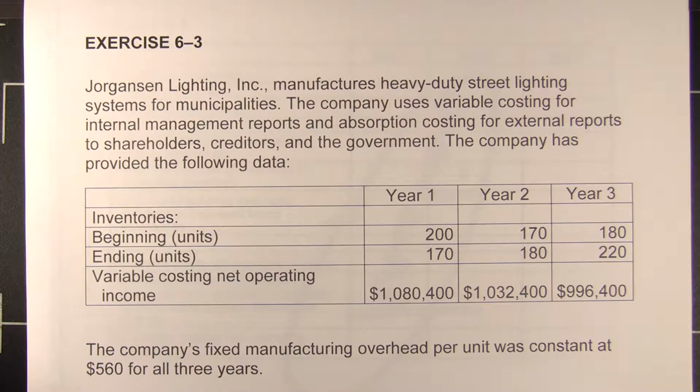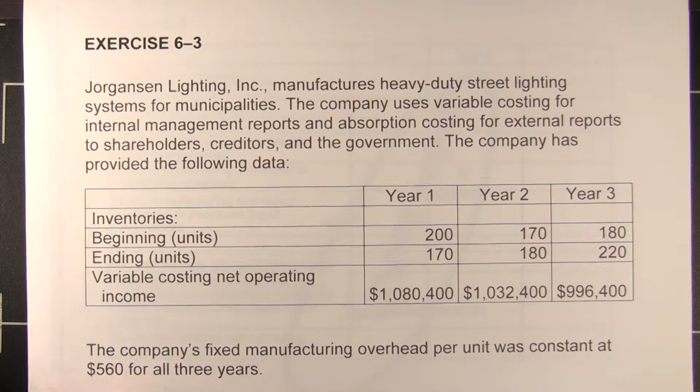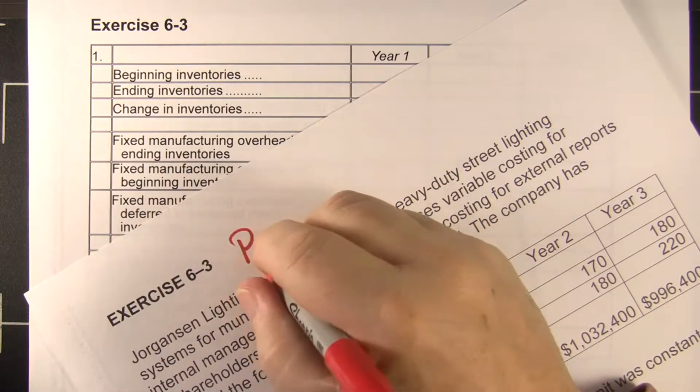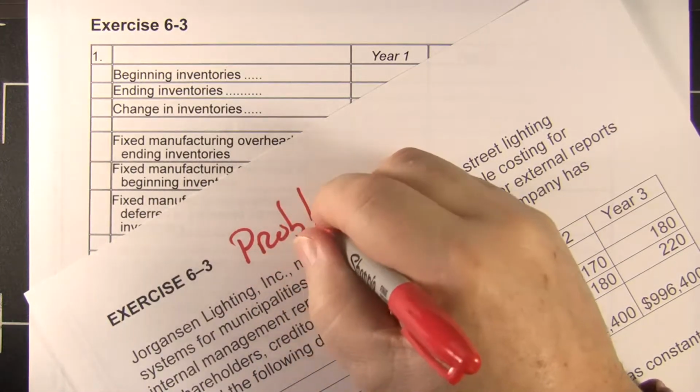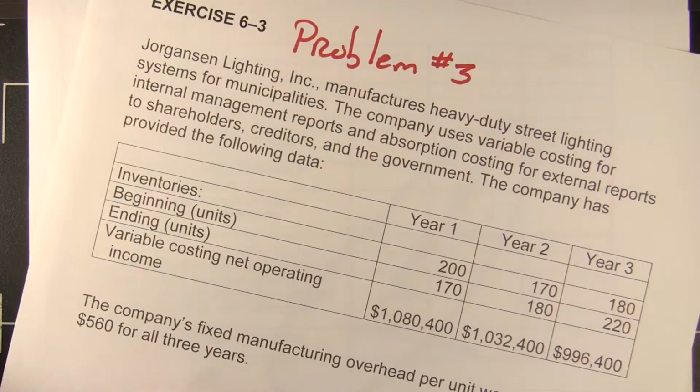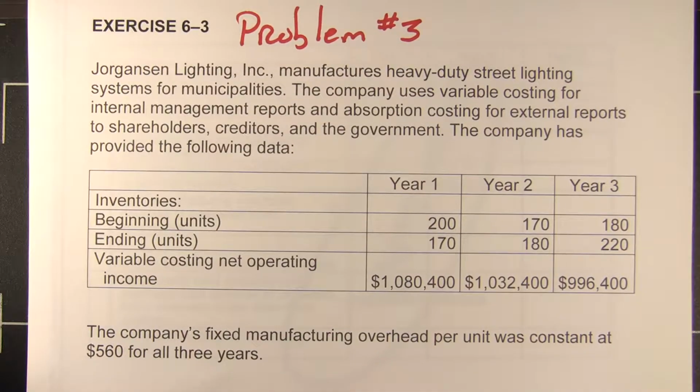Exercise 6.3 in your text, this is labeled problem 3 in Connect. It talks about absorption costing and variable costing. Let's go through and make sure we know what we're talking about before we go any further.